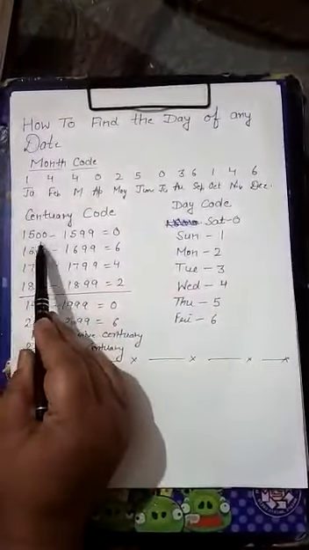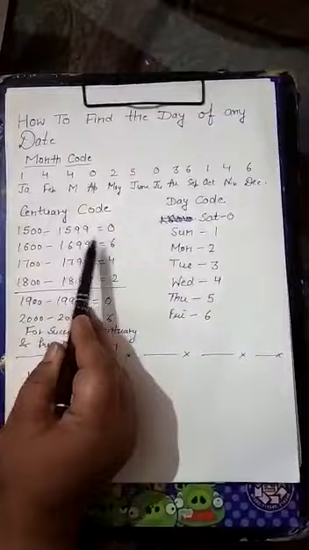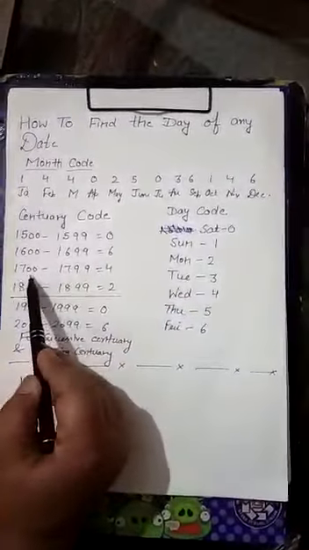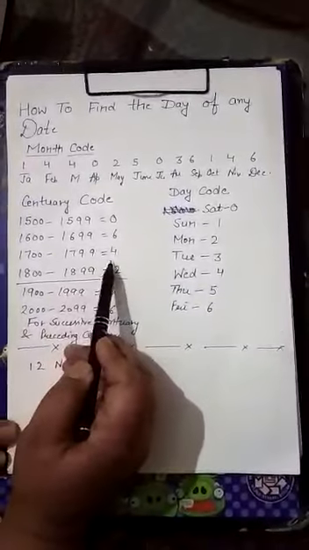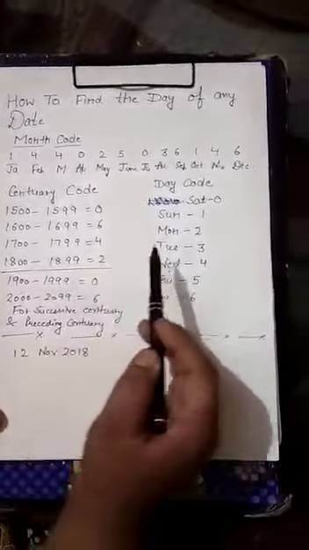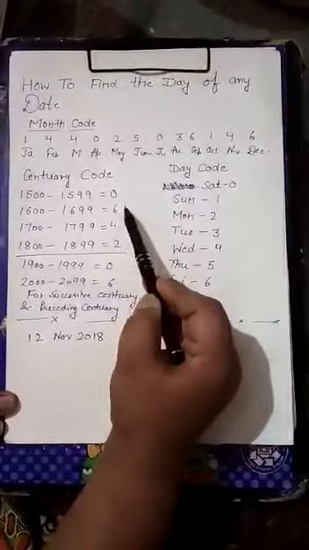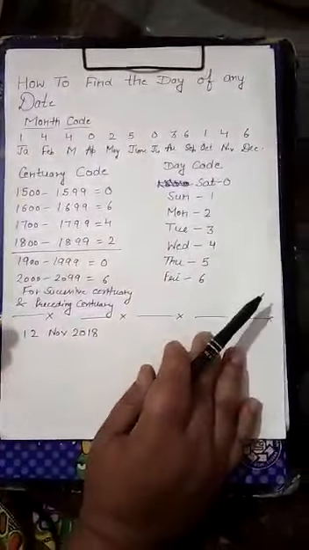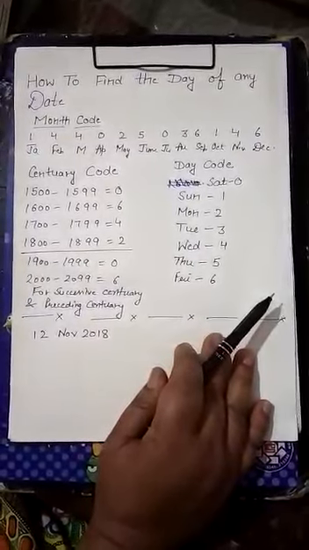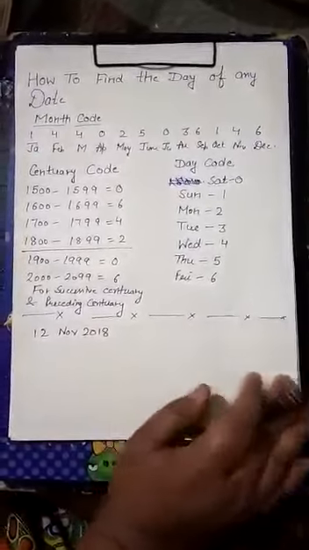1500 to 1599, it's 0. 1600 to 1699, it's 6. 1700 to 1799, it's 4. 1800 to 1899, it's 2. You have to remember only this, 0642. Then for successive centuries and for preceding centuries, these 0642 will be fine.